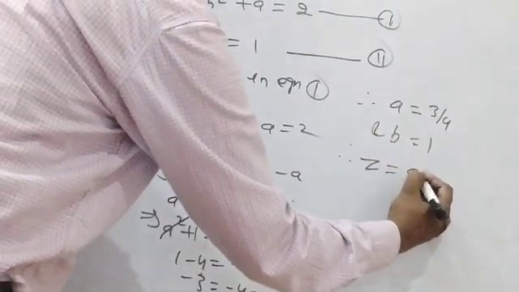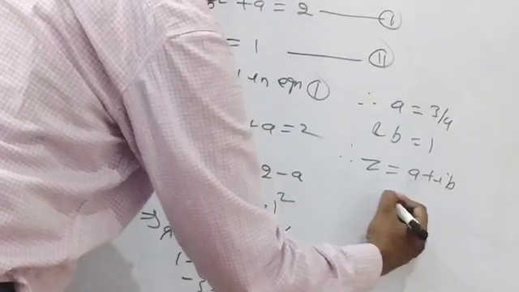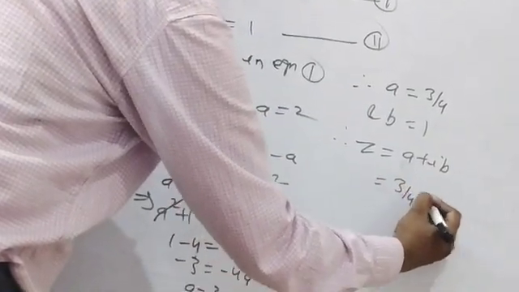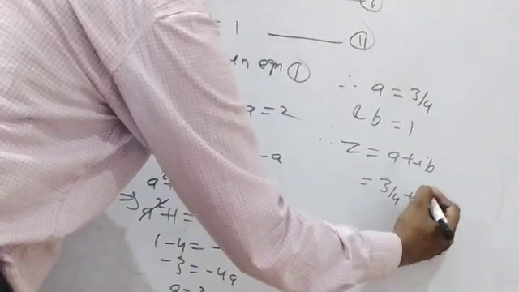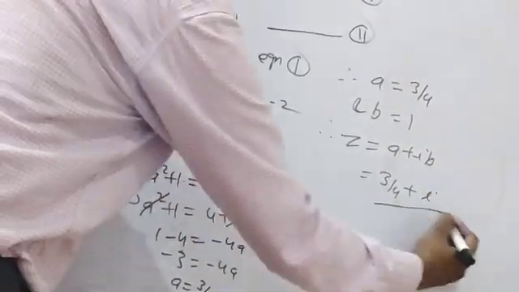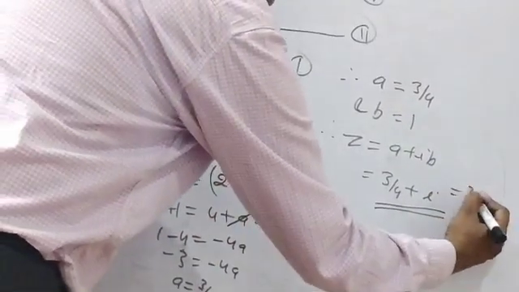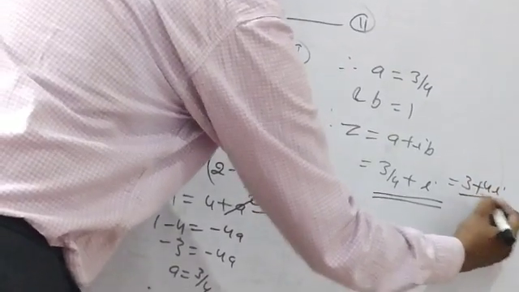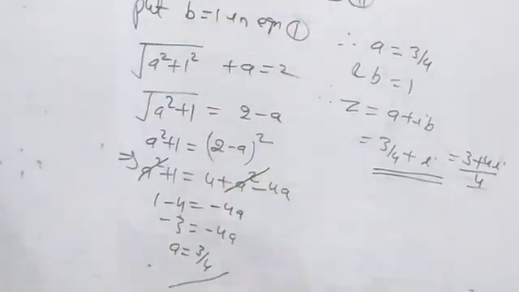Therefore, complex number z is equal to a plus ib. So 3 by 4 plus ib, b means 1, means i. Now this is the answer. Clear? Or we can write 3 plus 4i by 4. Clear? Understood?